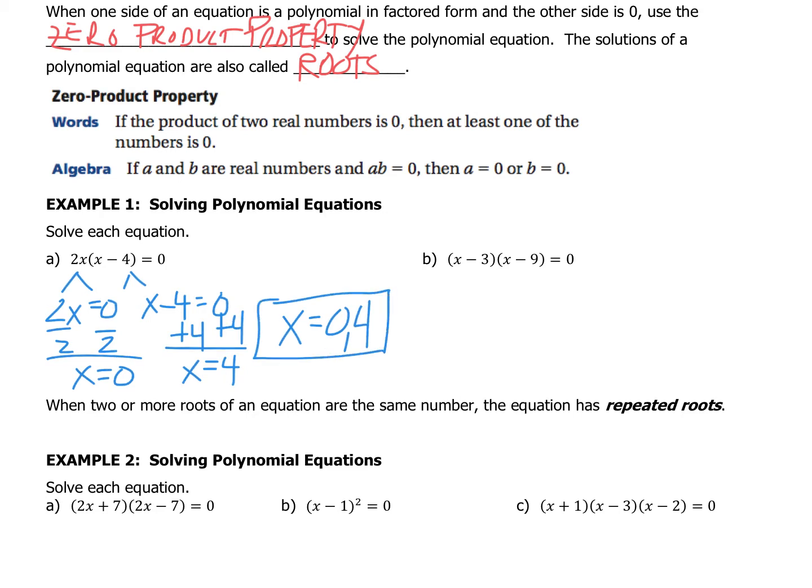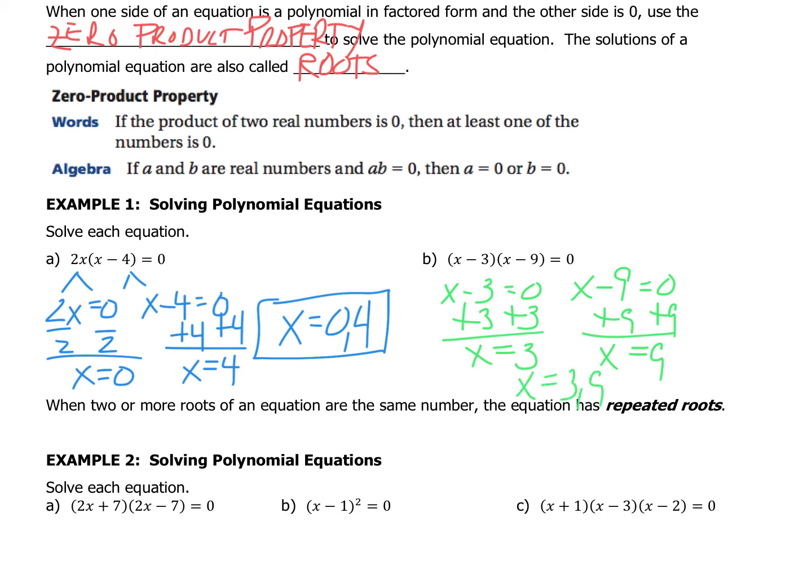For the next one, we would take these two expressions and set them to 0 and then solve. So if x was 3 or x was 9, there would be my answer. Both answers would work. If I plug in a 3, it would work. If I plugged in a 9, it would work. So both answers would be acceptable.